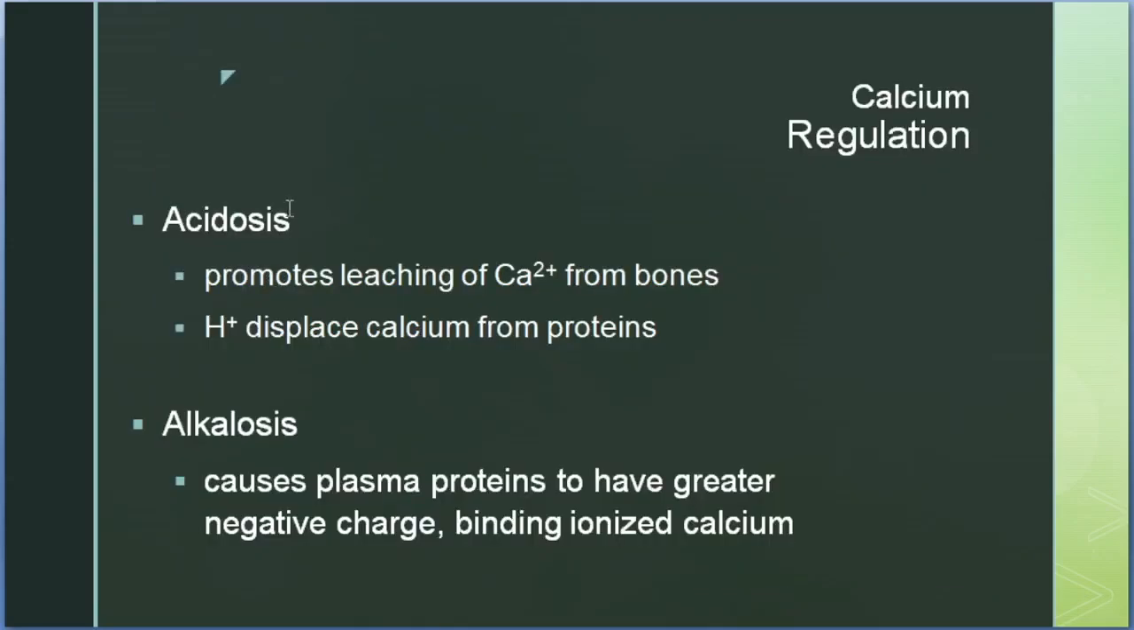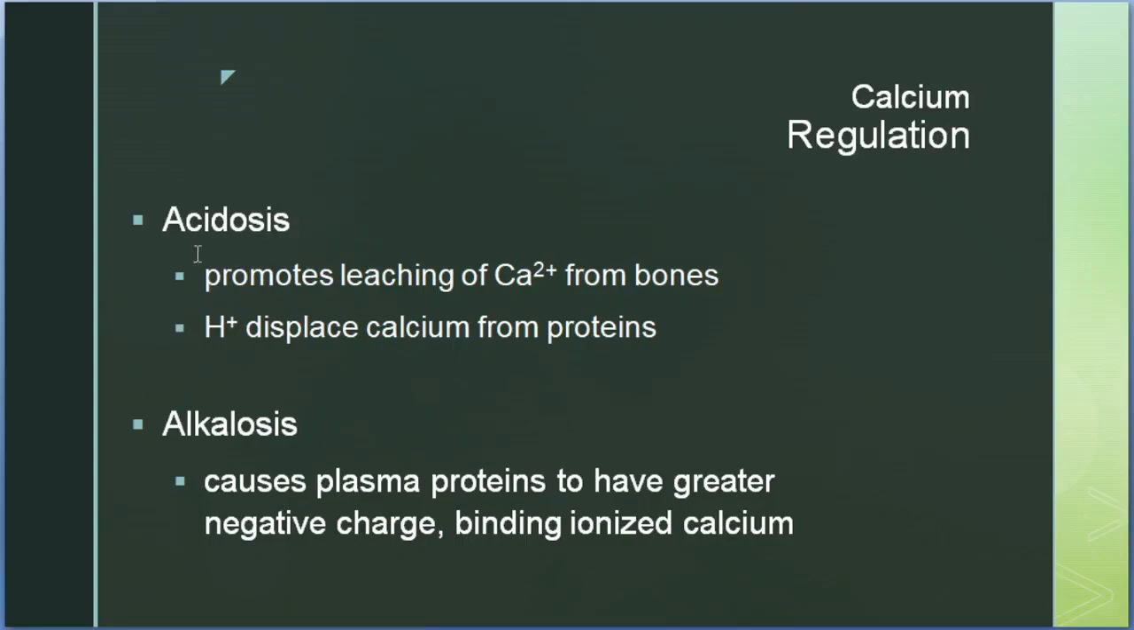So meron din tayong, once your blood is acidotic or alkalotic, what will happen to our calcium level? Pag acidotic, it promotes the leaching of your calcium from the bone. So your hydrogen displaces your calcium from the protein. Pag alkalotic, ano namang nangyayari? It causes plasma protein to have greater negative charge, meaning mas nagbabind yung ating calcium sa ating protein. Pag acidosis, mas lalong natatanggal ang ating calcium sa ating protein. Pag alkalotic, mas lalong nagbabind ang ating calcium sa ating protein.